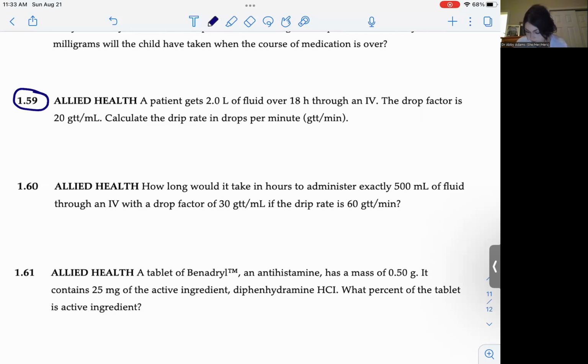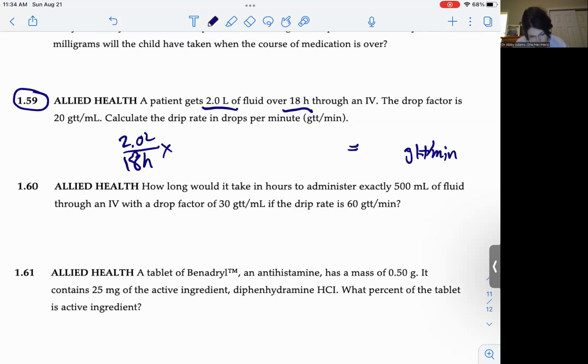So let's think of where we need to get to. We're looking for GTT per minute. And we know that we have liters over hours. So that's what we have to start with: 2 liters in 18 hours.